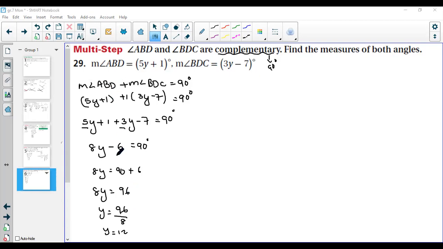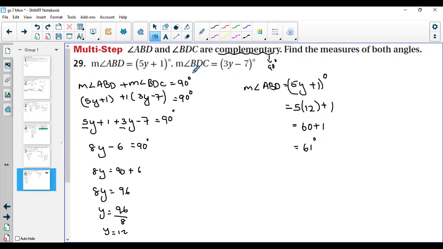Now that we have found the value of y, we can find the value of the angles. So measure of angle ABD is going to be equal to 5y plus 1, right? Which means you just need to substitute the value of y that we got, 12. So this is going to be 5 12s are 60 plus 1 is going to give me 61 degrees.